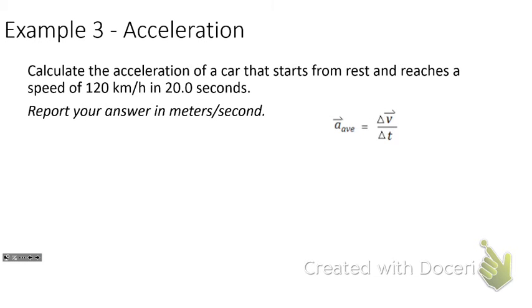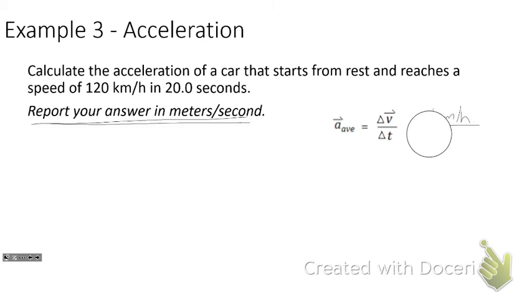Okay, this next one. Calculate the acceleration of a car that starts from rest and reaches a speed of 120 kilometers per hour in 20 seconds. I think the challenging part, or the curveball, associated with this question is putting our units in meters per second, right? Because we're given our speed in kilometers per hour. If you were to just do velocity over time without changing the units, you would get kilometers per hour per second, okay?